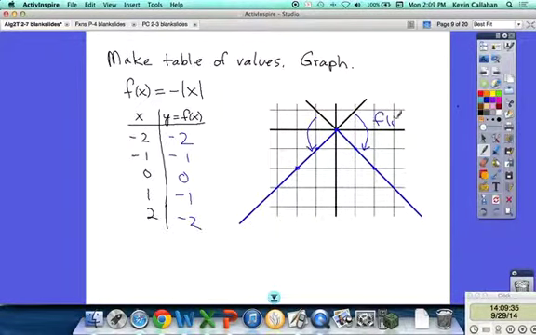Okay. So that's what happens to the graph when you put a minus in front of it. It used to open up, now it opens down.